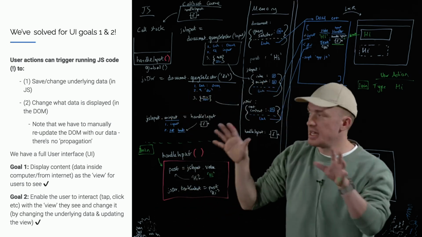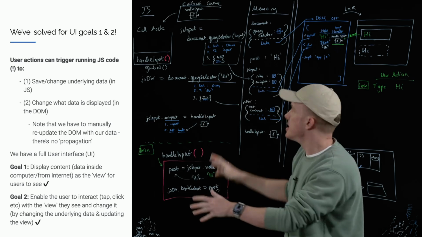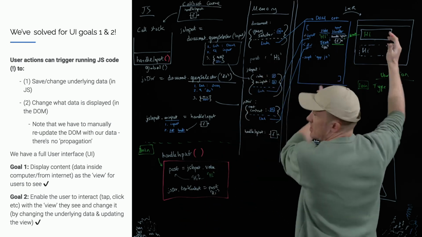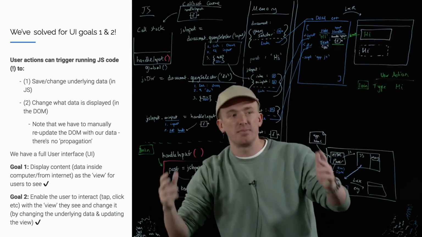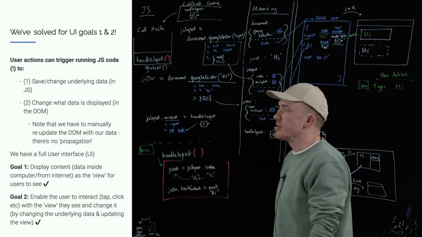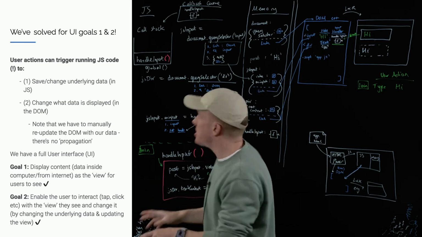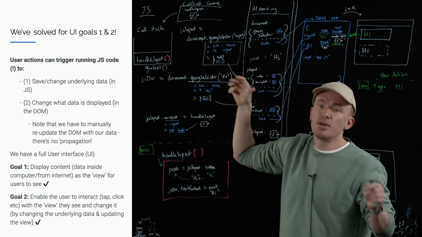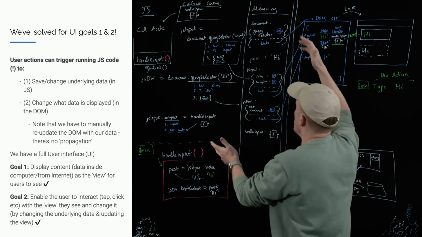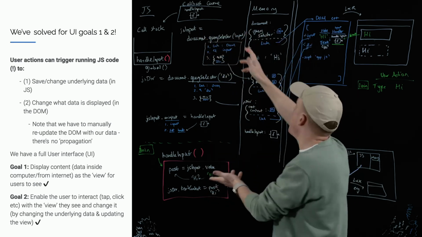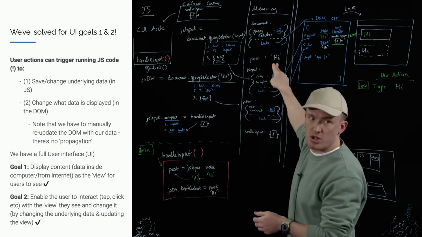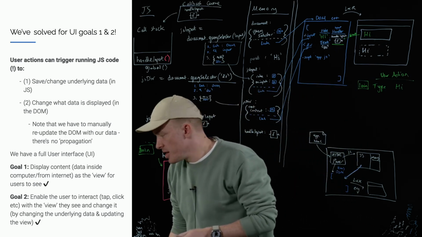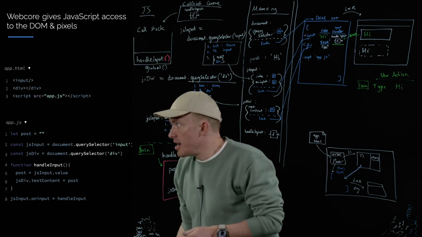But we have a full user interface. Goal 1, display content, data inside the computer. In this case, it's in JavaScript, as the view for the user to see. It has to be from JavaScript because that's where there's mutable data. Goal 2, enable the user to interact by tapping or clicking with what they see, the view, and then change that content, which means in practice, changing underlying data in JavaScript. And then we went from post being an empty string to hi, and then displaying that back on the view. All right, people, that's our full user interface.